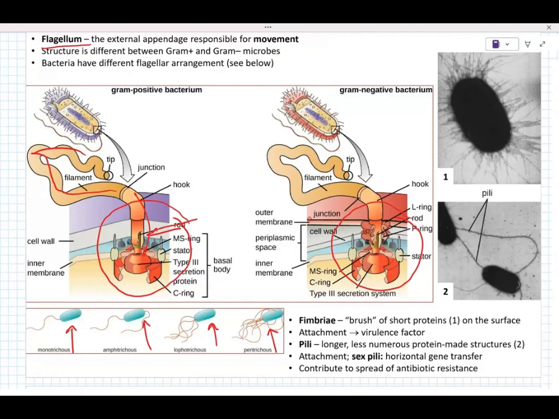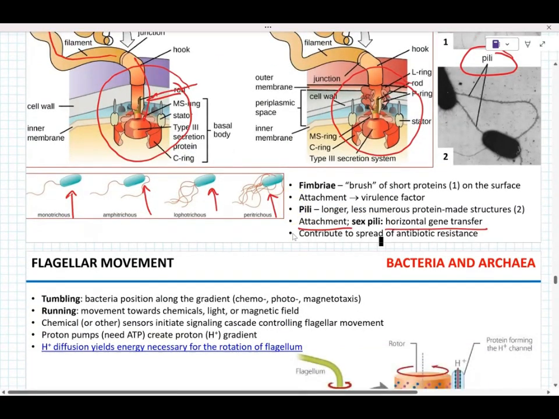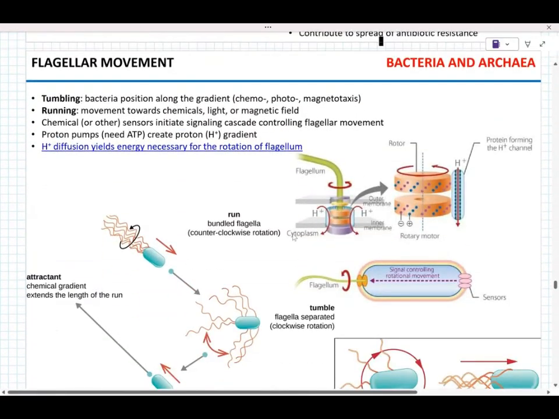In addition to flagella, another external appendage, which unfortunately or fortunately does not facilitate the movement but increases the adhesion to the surface, is fimbriae, a bunch of hair-like structures on the surface that are sticky. And the third appendage that I wanted to mention is pili. Pili are long, tubular structures that can either facilitate adhesion or enable bacteria to exchange DNA, so-called horizontal gene transfer. These are called sex pili, and they are important because they can increase the spread of antibiotic resistance.